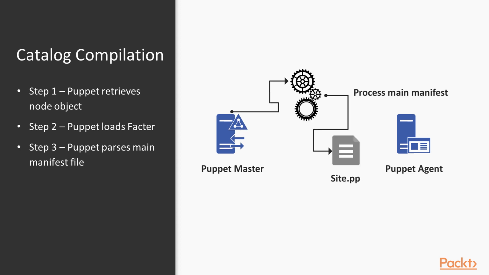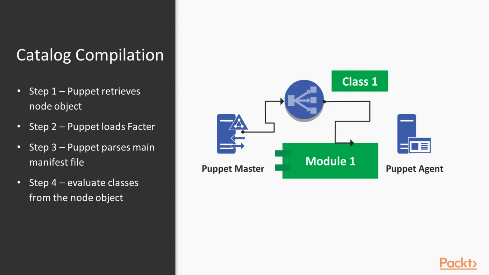In step 3, Puppet now parses the main manifest file. The node's environment can specify a main manifest to use. If it doesn't, the Puppet Master will use the main manifest from its configuration file. The main manifest file can contain any arbitrary Puppet code.